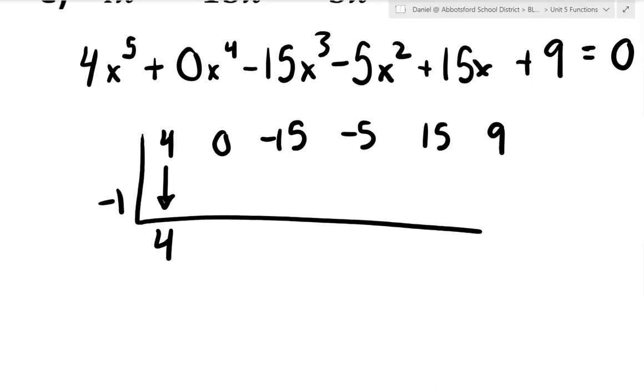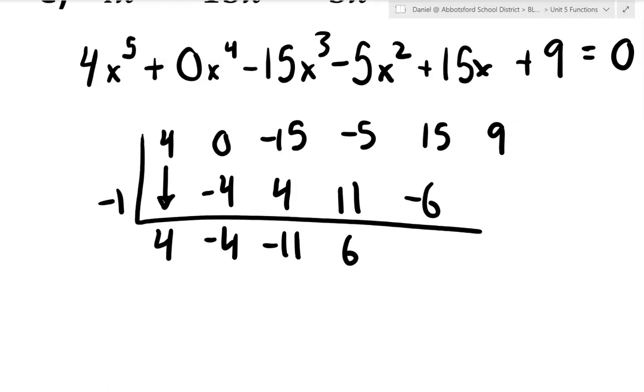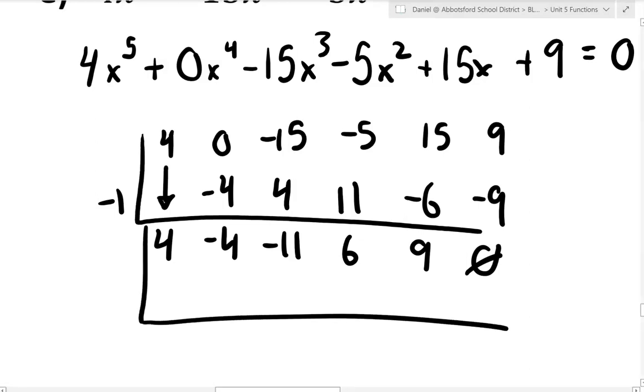I'll try -1. -4, +4. So this is going to be -11, which would be 6. So -6, which would be 9. And then -9. Wow, did that actually work? It looks like it did. So -1 worked. Okay, so I know 3 doesn't work, I'm not going to try it. I could try just a 1 and see if it works.